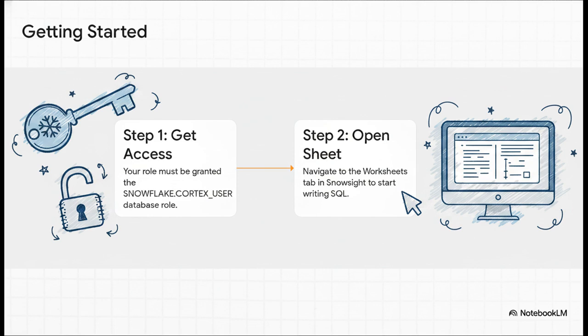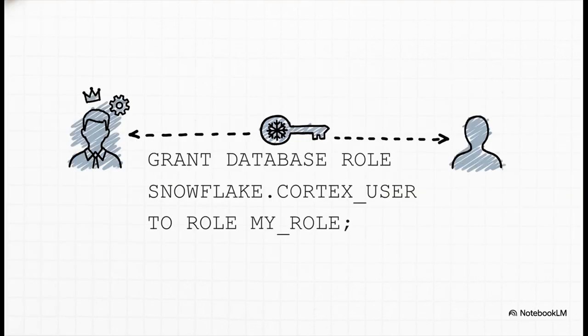Now, this is typically a one-time setup that your account administrator will handle. They'll run this simple grant command to give your role access to Cortex. It's a really important security step for controlling who can use these powerful and, yes, potentially expensive AI functions.